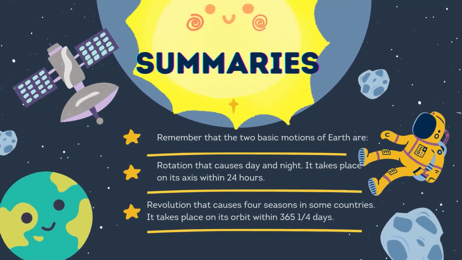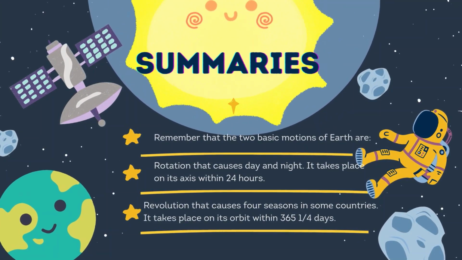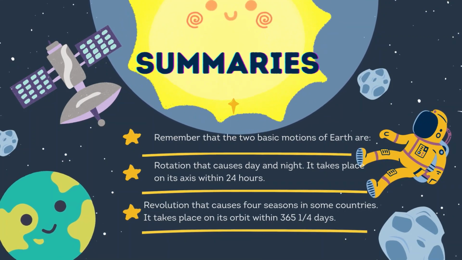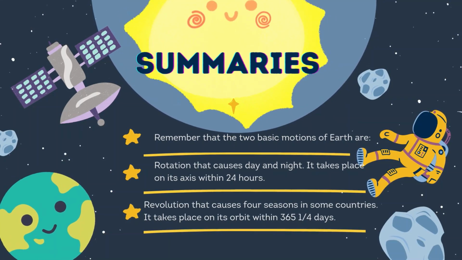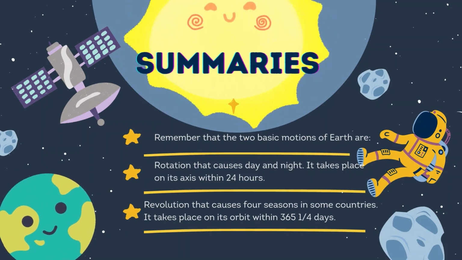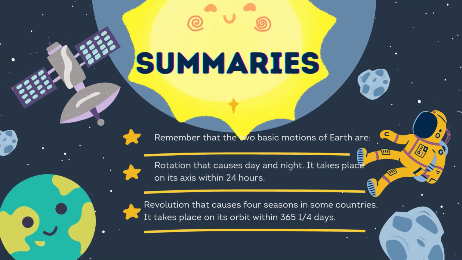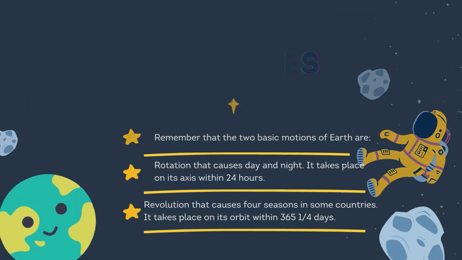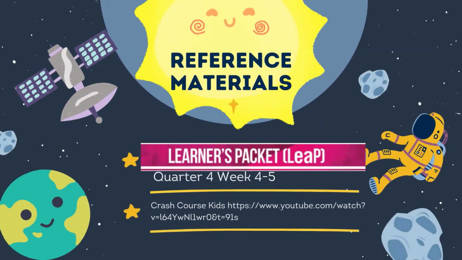For summary, we always remember that the 2 basic motions of the Earth are rotation, that causes day and night. It takes place on its axis within 24 hours. Revolution causes 4 seasons in some countries and it takes place on its orbit.